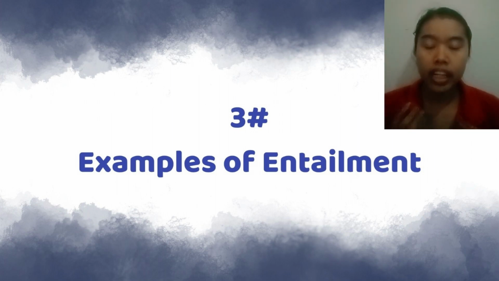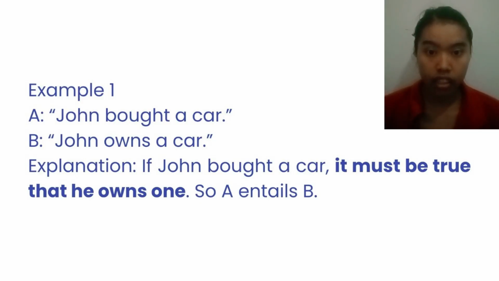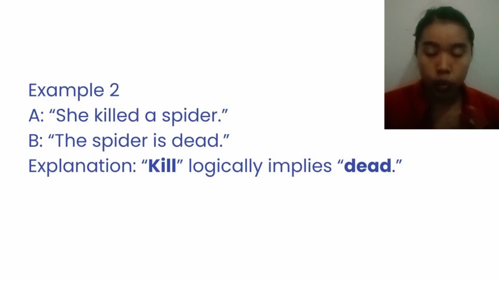I will give you an example of entailment. For example, number 1: A, John bought a car. And B, John owns a car. For this explanation, if John bought a car, it must be that he owns the car. Like he owns one of that. So A entails B.